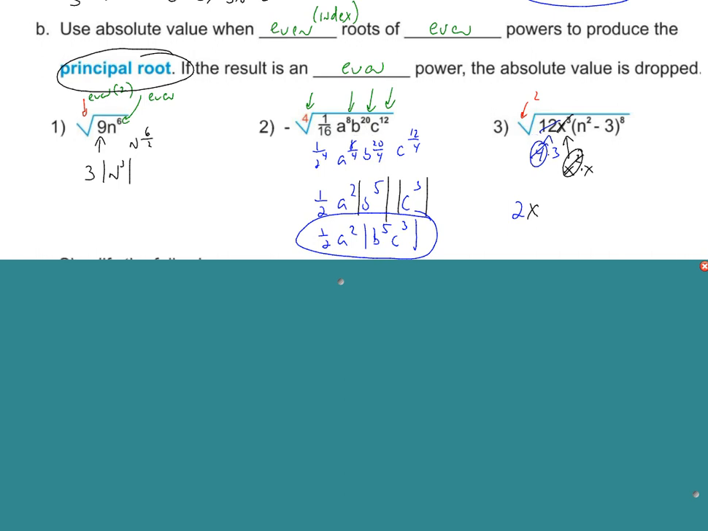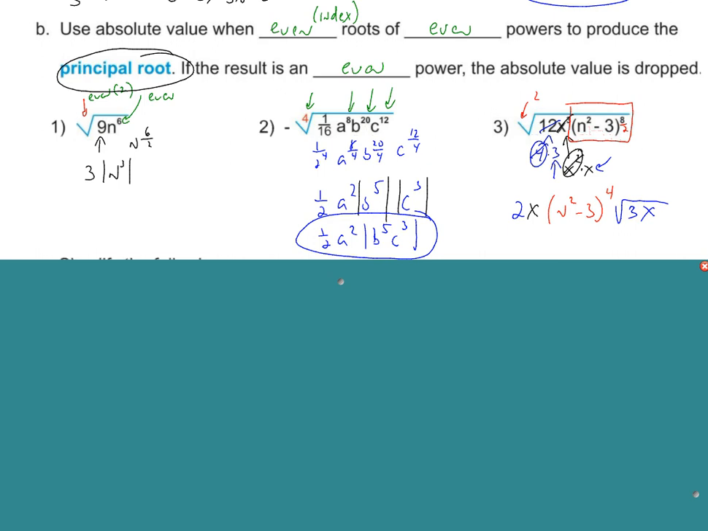Now in the last situation, I have this quantity to the 8th power. So I have an even index, I have an even power. So again, to take the root, I'm going to divide it by 2. And I end up with n squared minus 3 to the 4th power. I ended up with an even power, so I don't need the absolute value. Now, don't forget, this is all still times the square root of 3 left in the radicand, and an x left in the radicand. 2x times the square root of n squared minus 3 to the 4th power, all times the square root of 3x. Tricky.